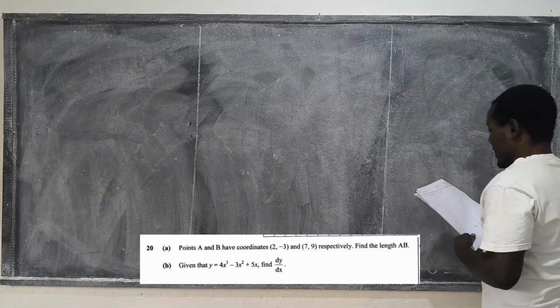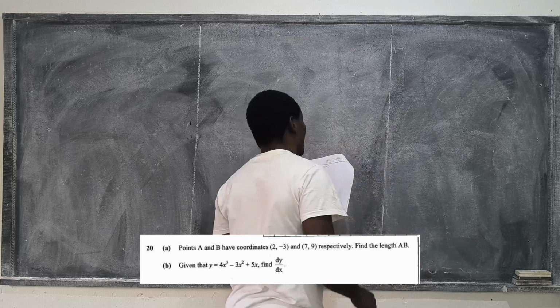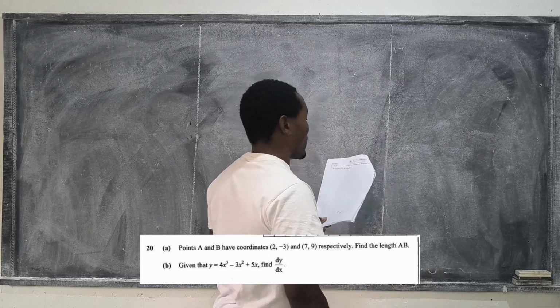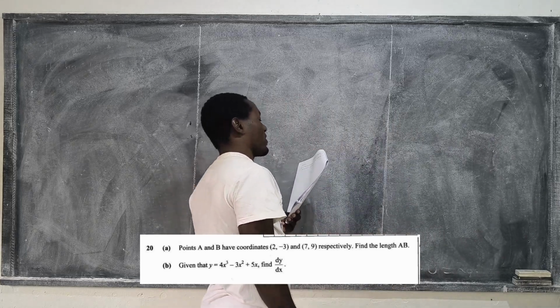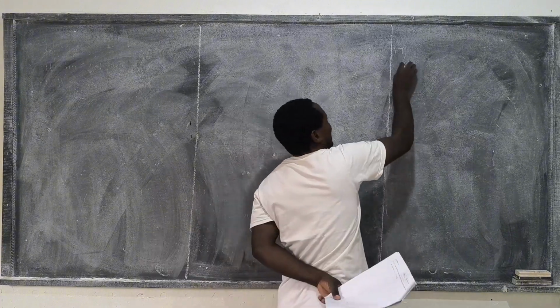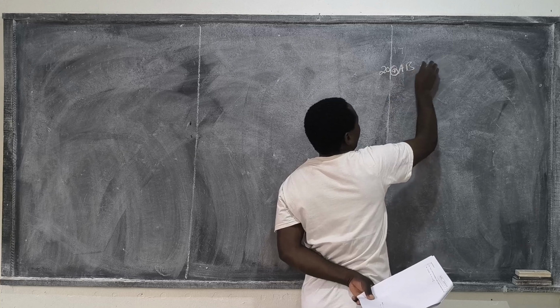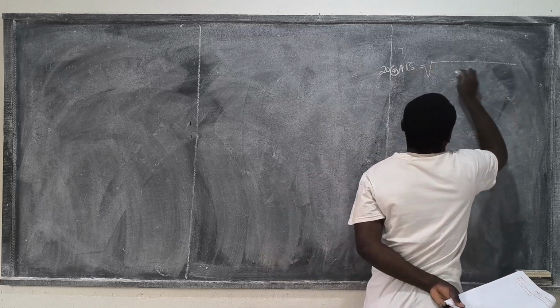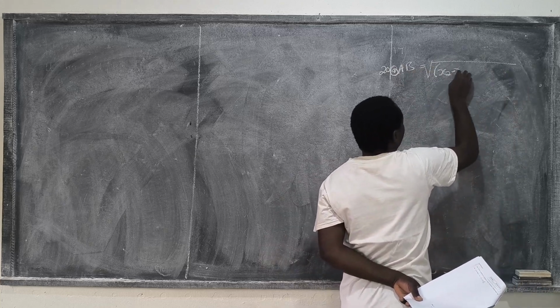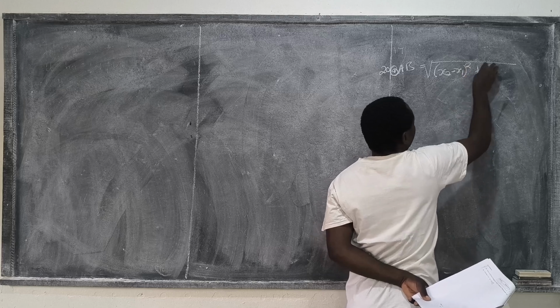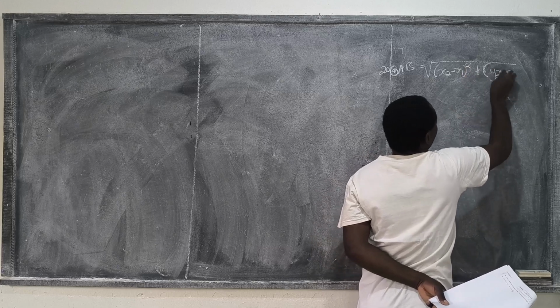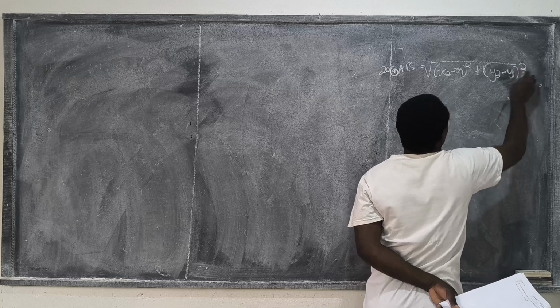Okay, so 20A and B, they are same points. A and B have coordinates 2, -3 and 7, 9 respectively. Find the length AB. So you just say AB, this is question 20A. AB is equal to the square root of open bracket x2 minus x1 close the power 2 plus open bracket y2 minus y1 close the power 2.